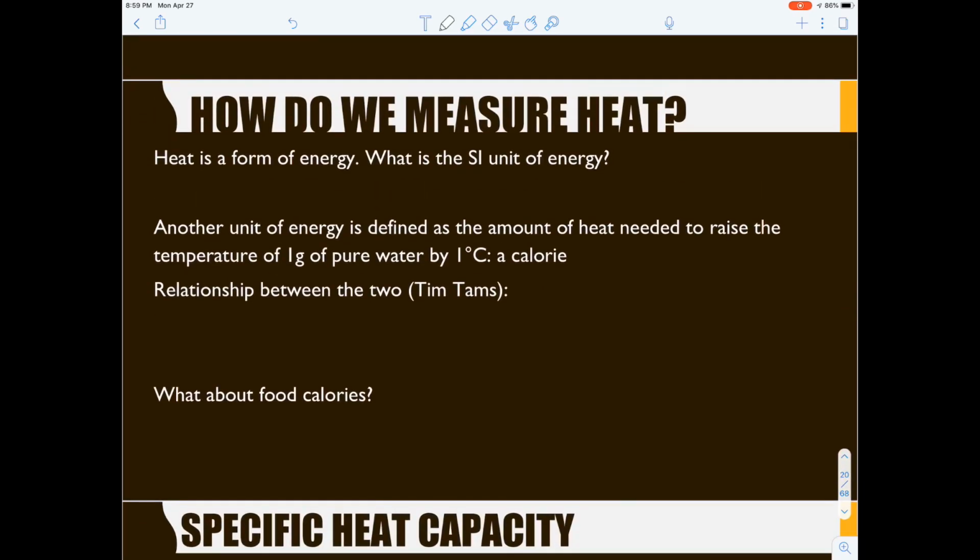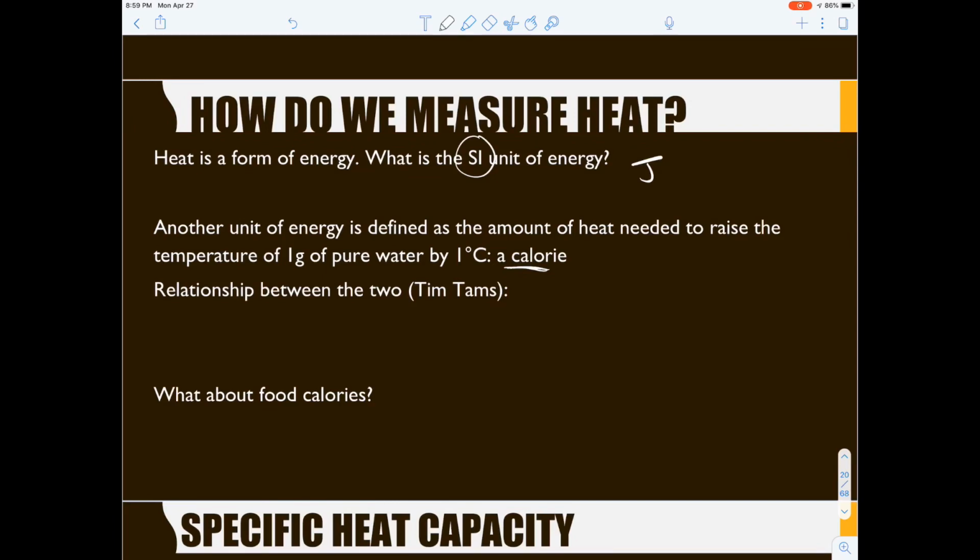Okay. How do we measure heat? What is the international system, SI in French, unit of energy? Joules. Okay, so heat is just a form of energy. We can measure it in joules. We can measure it in kilojoules. Another unit of energy is defined as the amount of heat needed to raise the temperature of 1 gram of pure water by 1 degree Celsius. That's called a calorie, which is actually related to food calories.